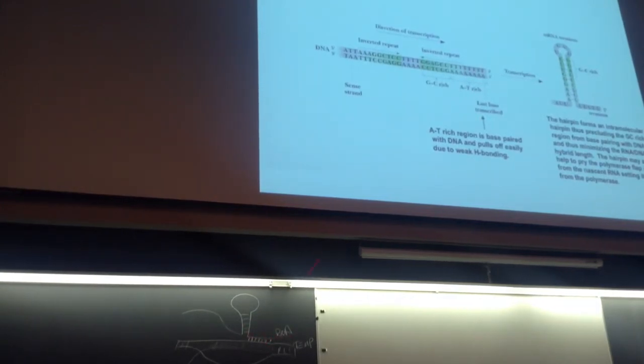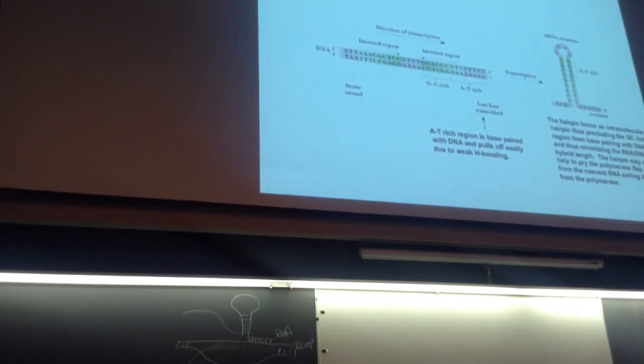Not only are there only 6 or 7 of them, but they're also AT residues, so they have only double bonds. And essentially the RNA just rips away from the template. When it does, termination stops. Does anybody have a question?